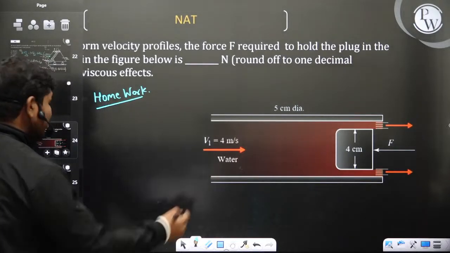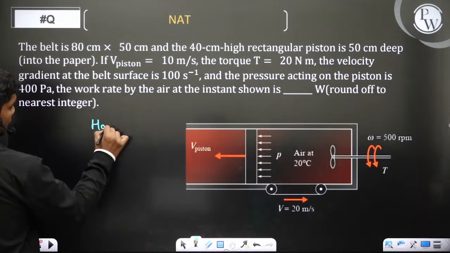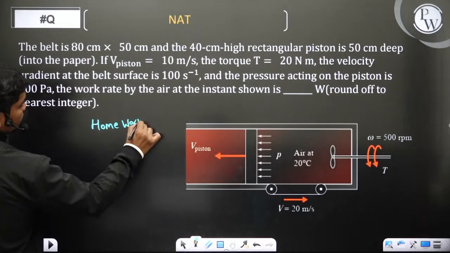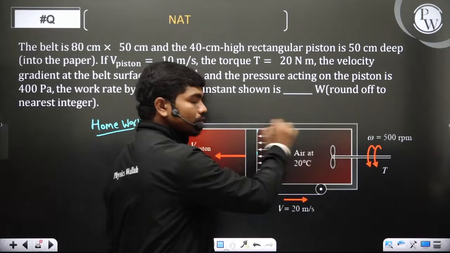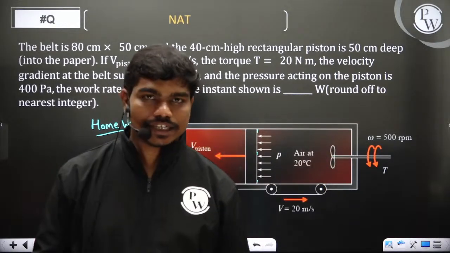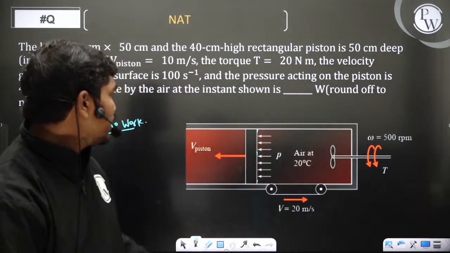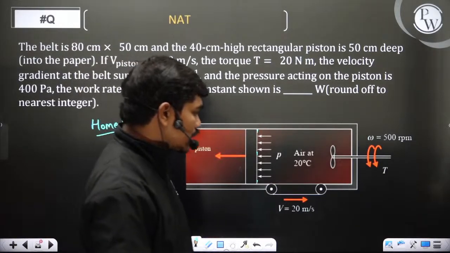Similarly, if you apply an energy balance for this, this is also homework. If you solve it using energy balance, maybe in tomorrow's class I'll solve this. It's a very simple question actually. If you take this as a control volume and write your energy equation, you will get the answer. So these two are simple, nice questions. You can try them out.